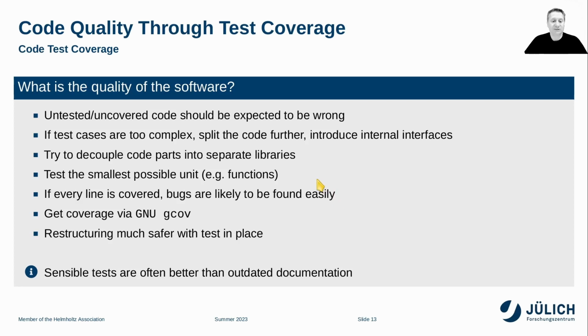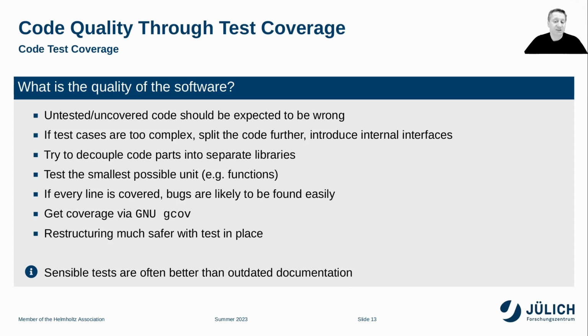It's also important that, as we have seen earlier on the slides, you test on the smallest possible units, down to basically every function, because this is the level where you understand what's going on, and if you use this as a building block on a higher level, you can make sure that there are no errors that propagate. If every line of your code is covered, then it's very likely that you will find the bugs easily.